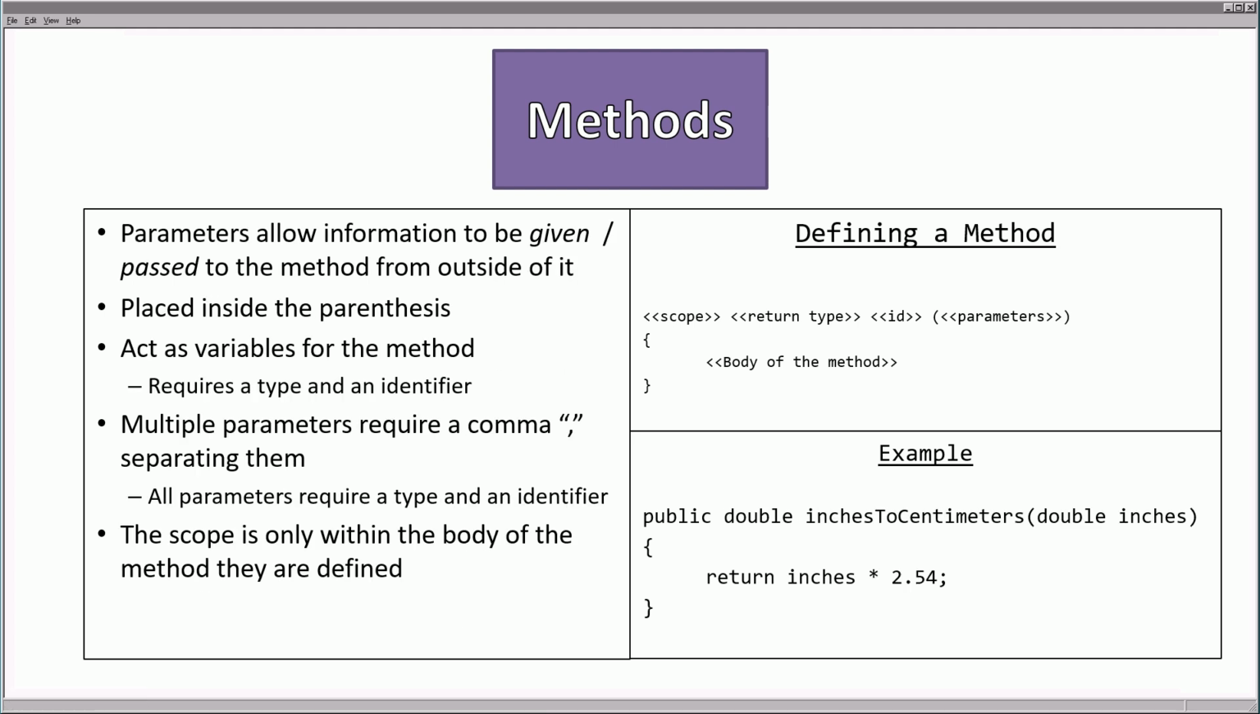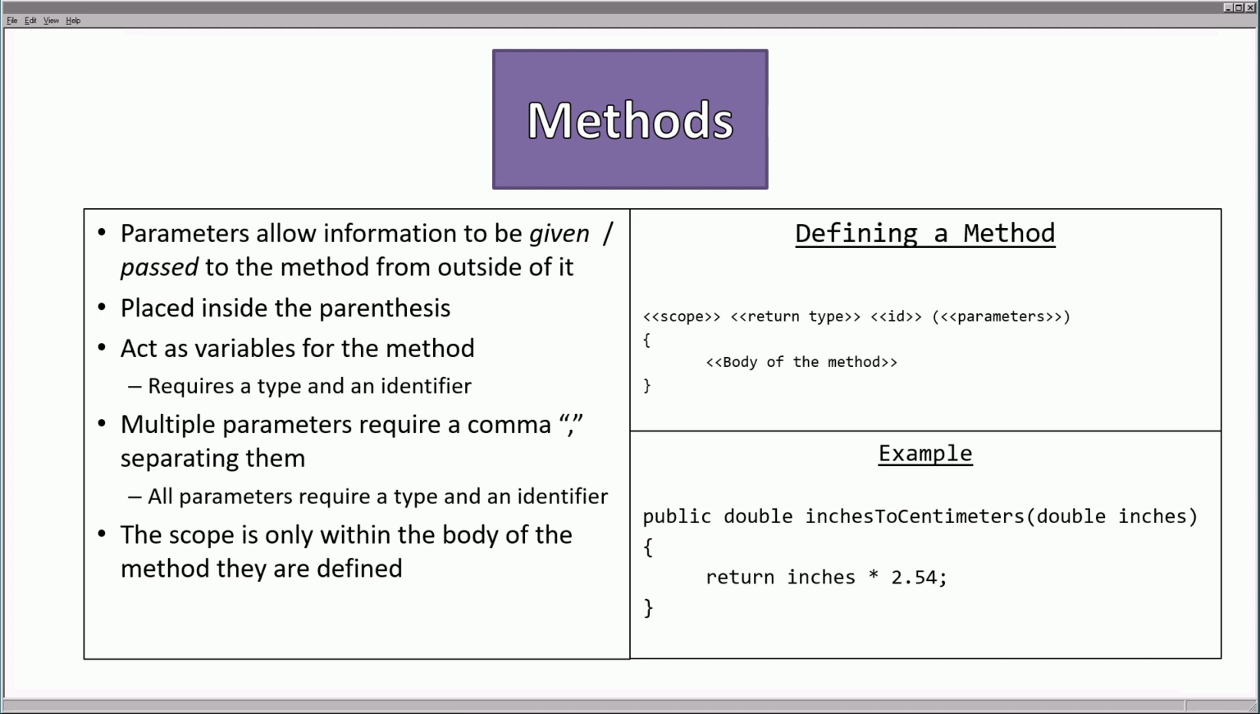Inside the parenthesis of a method are the arguments, otherwise known as the parameters. Now, parameters allow information to be passed into the method from outside of it. This information must be placed inside the parenthesis, and all of the parameters act as variables for the method, so they require a type and identifier just like every other variable. Multiple parameters require a comma separating them, and all parameters do require a type and an identifier.